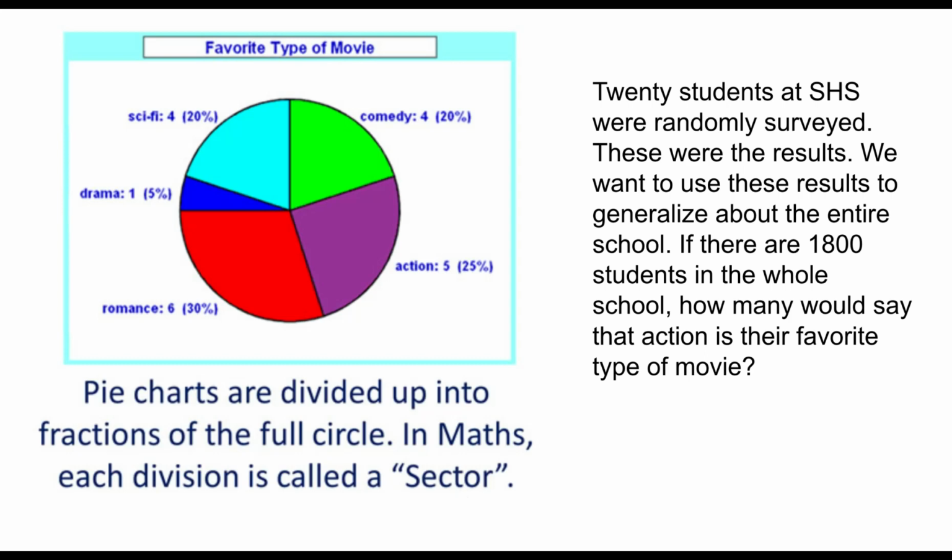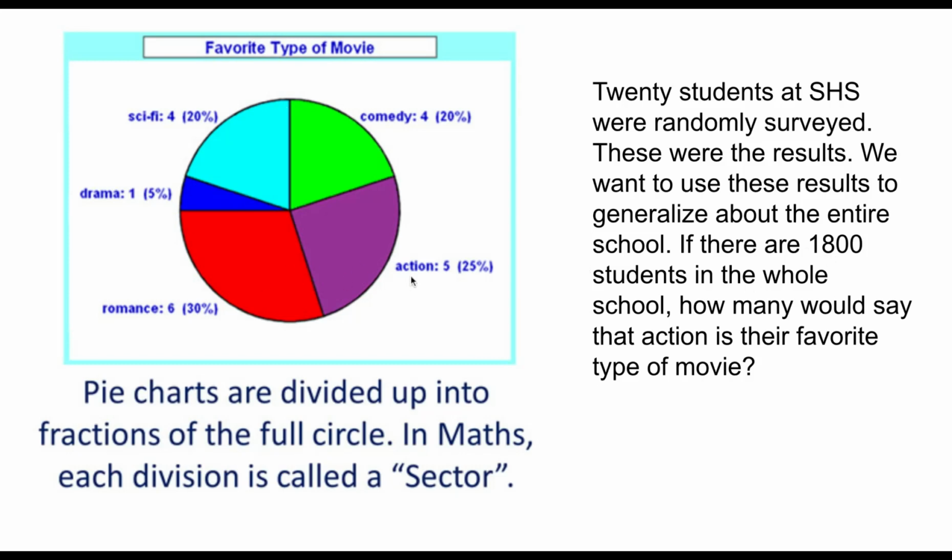So in this case, you've got 20 students randomly surveyed. These are the results of those 20 students, and we want to generalize those results to the entire school. So you basically apply the percent or the fraction of the pie to the entire number of students in the school.